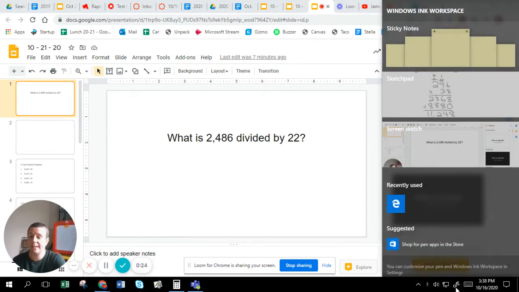Now, me personally, I don't know my 22's facts, so 2,486 divided by 22 has got a lot of work to it. So let's write that down. I've got 2,486 that we're dividing by 22. Since I don't know my 22's facts, it might be a good idea just to the side to write a few of them down so that I have them as a reference.